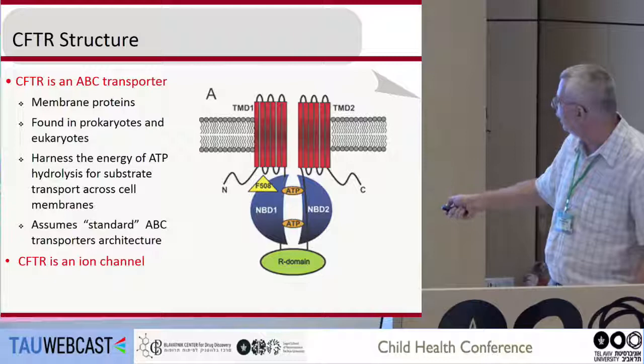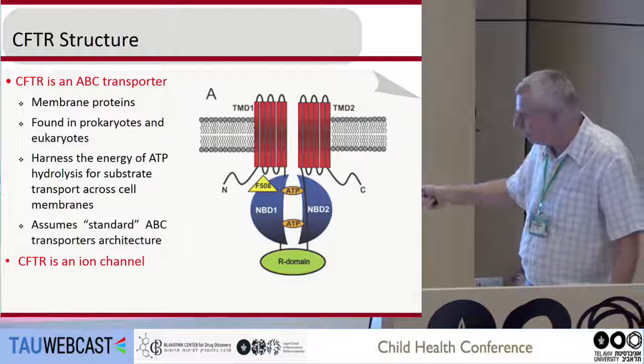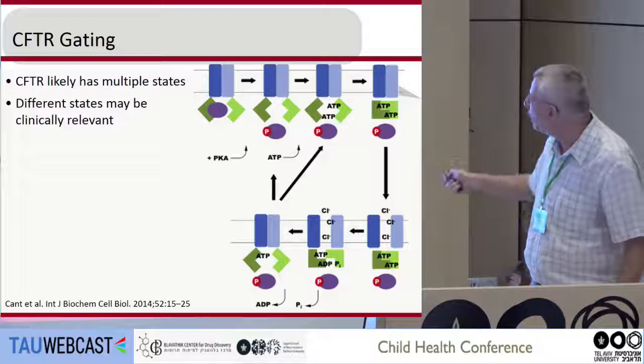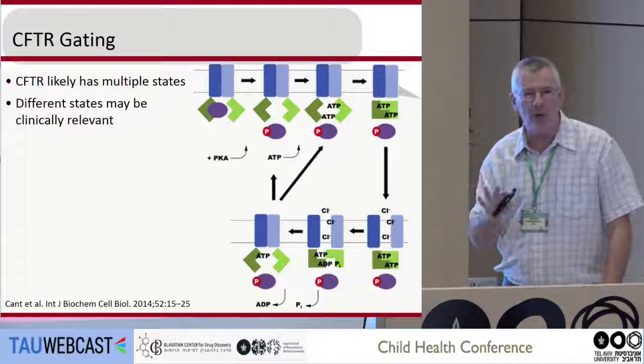And in this region, this is the most common CF-causing mutation. It's called F508del, and it's found in this NBD1. This is the gating cycle of CFTR, and I'm not going to go into it. I just want to point out that CFTR, as it goes through its gating cycle, adopts many conformations. And we really don't know which of these conformations is sensitive to the binding of a so-called CFTR modulator, which I'm going to talk about in a second.